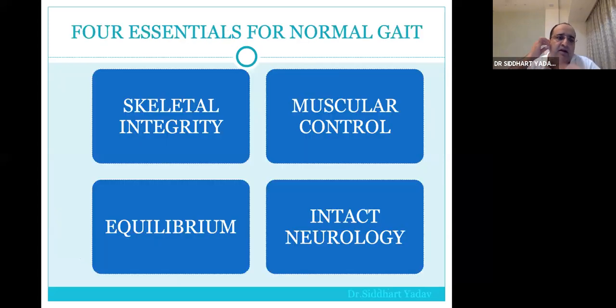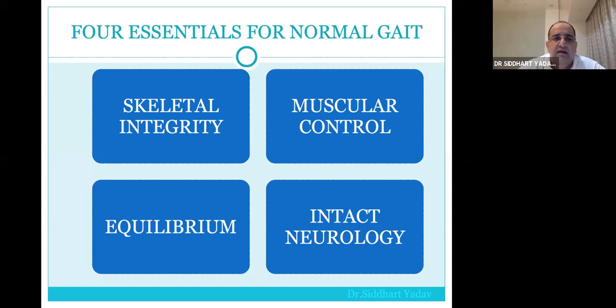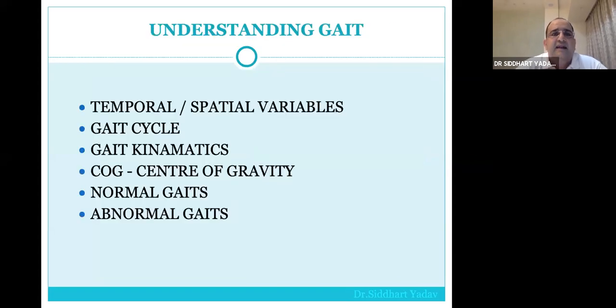Now four essentials are important for a normal gait: skeletal integrity, muscular control, equilibrium, and neurological control. Now understanding gait, one must know the temporal and spatial variables. What is gait cycle? What are the gait kinematics? What is center of gravity? What are the normal gaits and abnormal gaits?